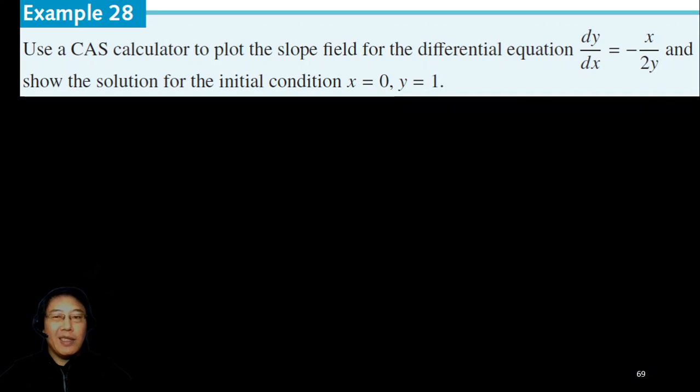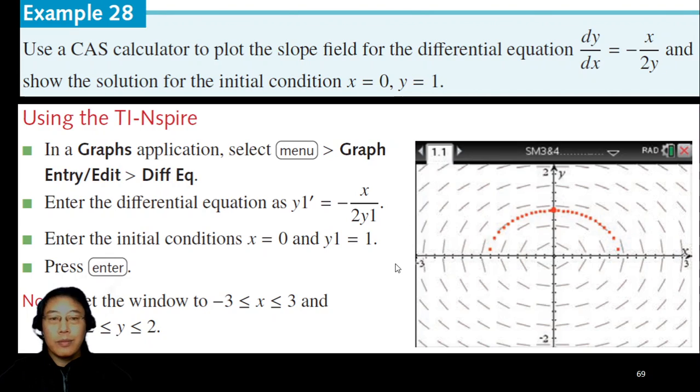Alright, last example. So here you have a different differential equation, kind of a little bit more complicated because it will depend on x and y, so it's kind of harder to visualize. So I recommend to use the CAS calculator to do that. Again, you go through the same sequence of menus. You type in your differential equation. Notice for the y variable it's a y1. For x, it's just the standard x variable. You enter your initial condition and you press enter.